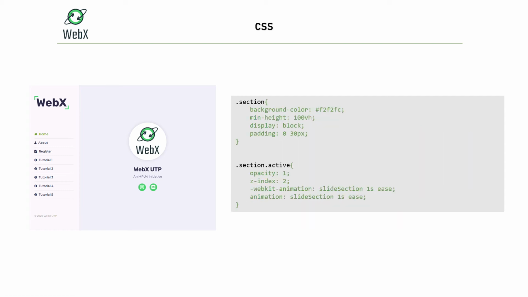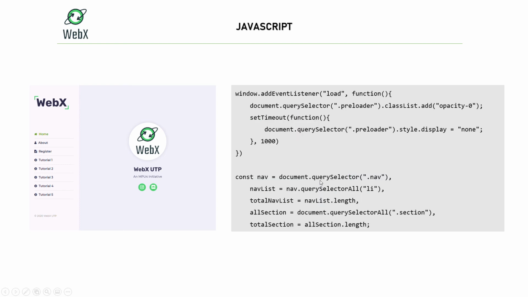And when we want to control the look of the website, the color of the website, the size of the website, we use CSS. As you can see, we have section, we have the background color, the minimum height, display, padding, and so on. So the last part is JavaScript. JavaScript basically controls the functionality of a website. What happens when you click this button? What happens when you click this button? So it's actually controlled by the JavaScript.